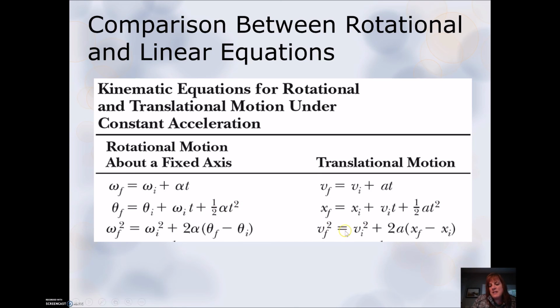And then here's my indifferent one. The final angular velocity squared is equal to the initial angular velocity squared plus 2 times the angular acceleration times the change in angular position.